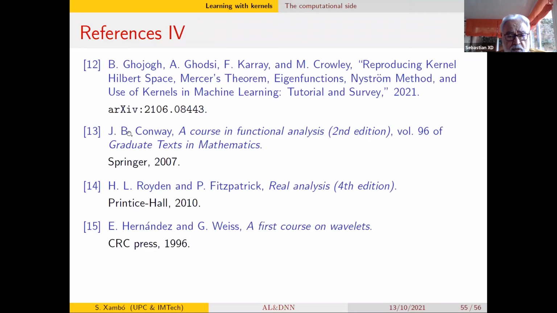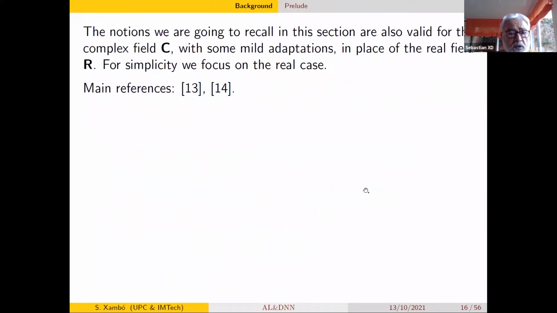13 is J.V. Conway. This is not the Conway that died of COVID. It's an analyst. A Course in Functional Analysis, second edition, volume 95 of Graduate Texts in Mathematics. And 14, the book of Royden and Fitzpatrick. It's an excellent book on real analysis. The one I have is the fourth edition, published by Prentice Hall in 2010. Here there are very clear explanations of all the concepts and very clear proofs of everything that is needed.